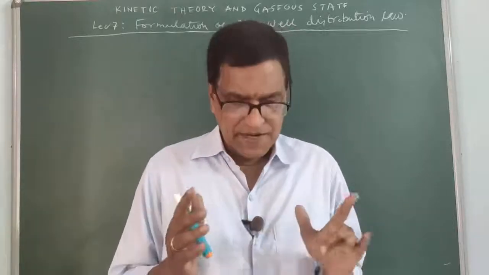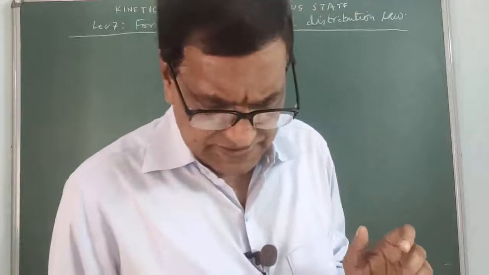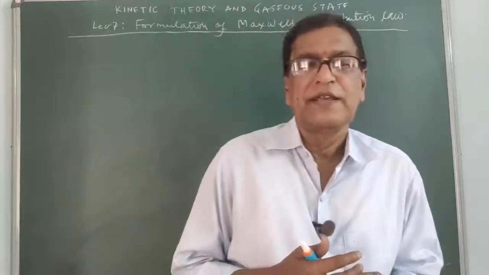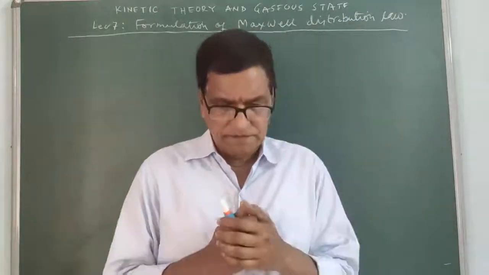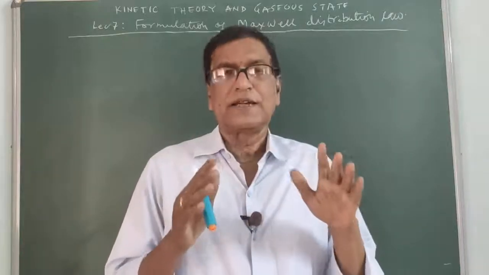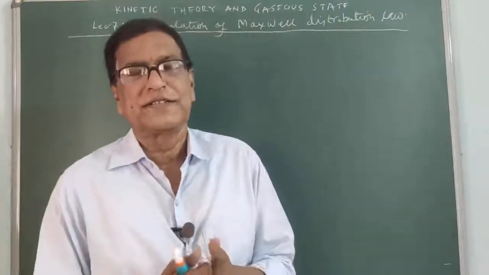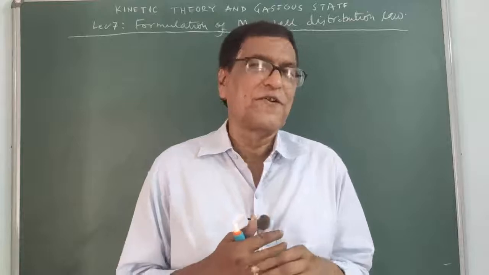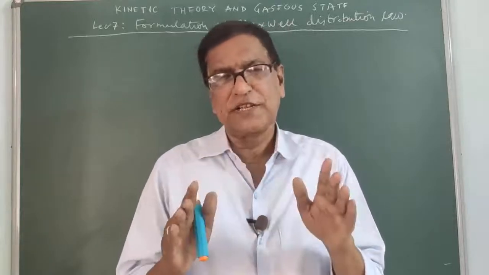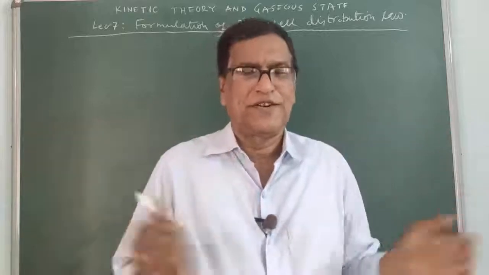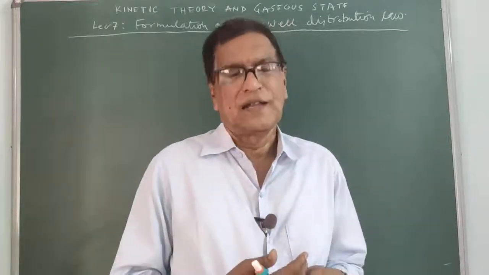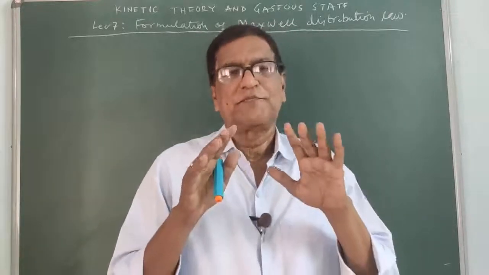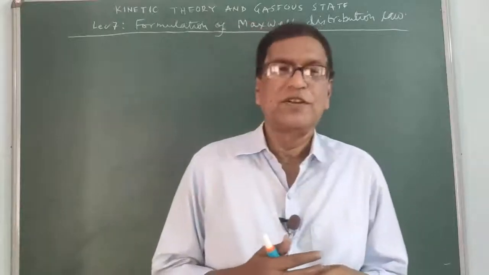In 1859, James Clerk Maxwell first formulated this very important distribution law, and the distribution law is totally based on probabilistic ideas, on the concept of probability. Maxwell formulated this distribution law.